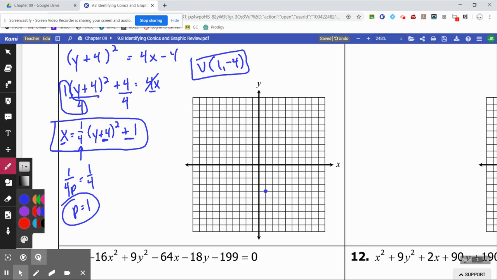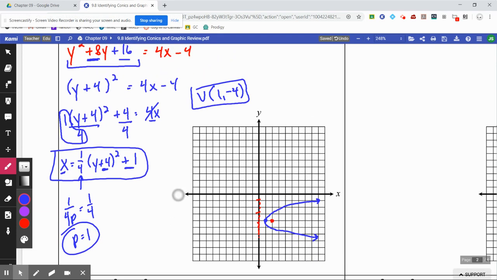And there that is. Since our p-value is positive, our focus is going to be to the right and our directrix is going to be to the left. Instead of doing an exact graph, let's just go ahead. Our parabola will bend around that vertex and focus, and will look something like that. Again, you could plug in some points to get a more exact graph, but that's a pretty close approximation of what our graph would look like.